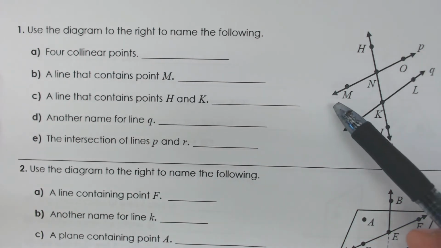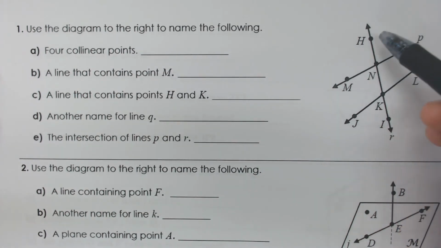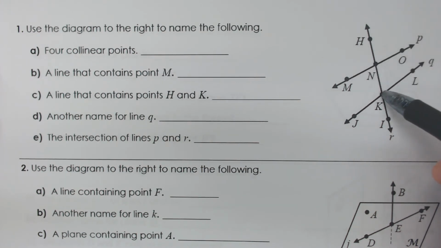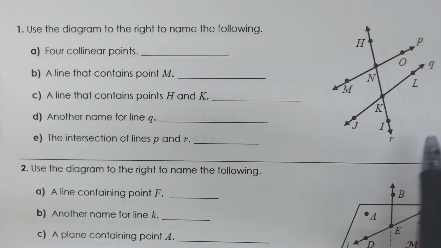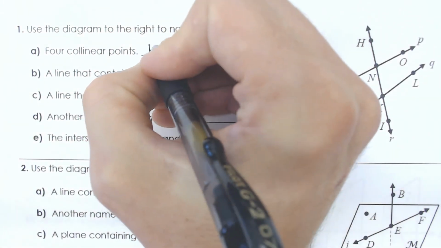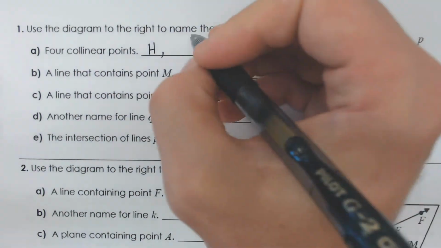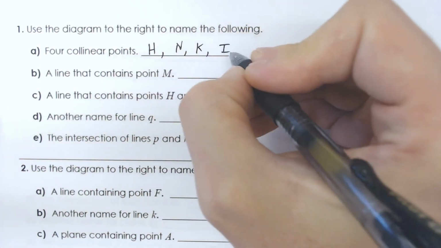So I'm going to be looking at my lines, and I'm going to try and find any of those that actually have four points on it. And the only one that I can see is this one right here, where we have the H, N, K, and I. Those four points are on the same line. R is not a point. That is the name of that line, or one of the names of that line. We could call it a bunch of things. So we're going to say H, N, K, and I there.